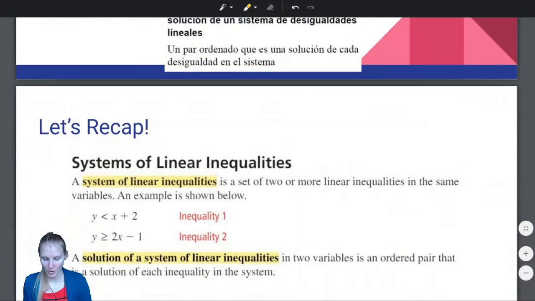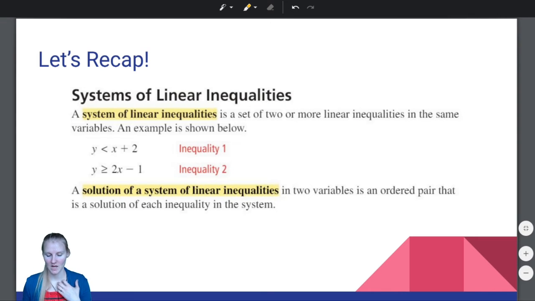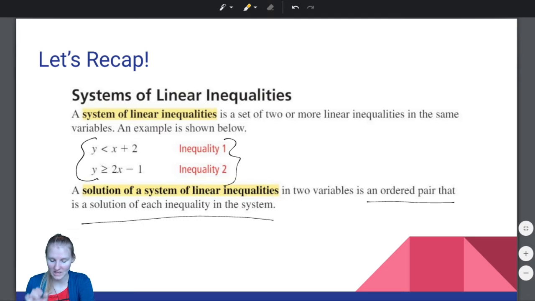Okay, let's kind of put all of that together and do a little recap. A system of linear inequalities is a set of 2 or more inequalities, and here is an example of one. And a solution is an ordered pair that is a solution of each inequality in the system. Now, I want you to think, and we're not going to talk about this explicitly today, but I'd like to get you thinking about it. In section 5.4, we explored the number of possible solutions for a system of linear equations. We said that there could be one point where the lines cross, there could be 1 solution.